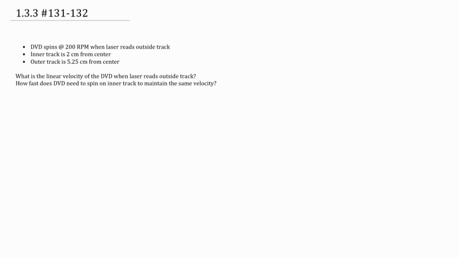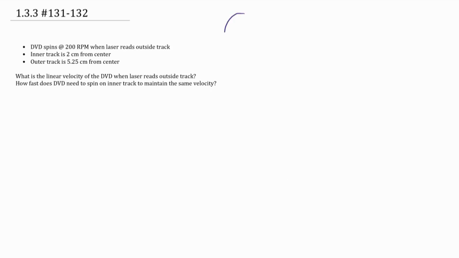We have a DVD, it's spinning at 200 rotations per minute when the laser is reading the outside track. The inner track is 2 centimeters from the center, the outer track is 5.25 centimeters from the center. And the DVD is going to speed up or slow down depending on which track it's on. So let's talk about that.